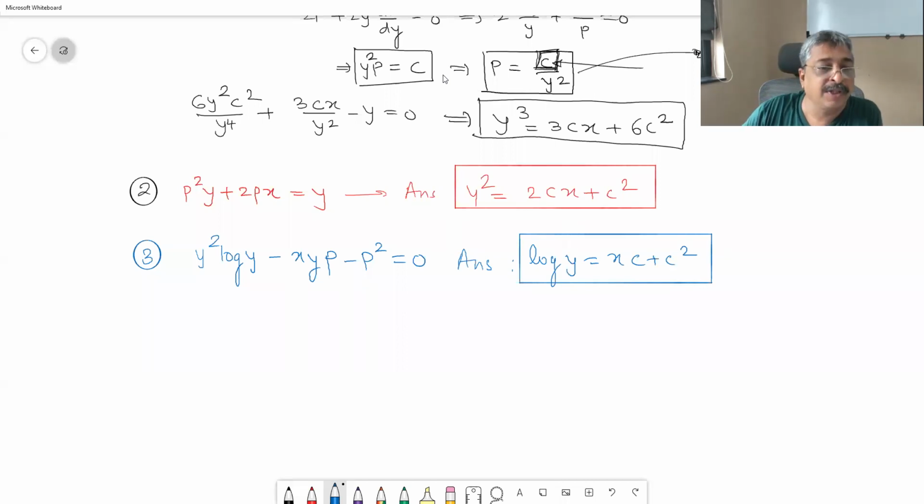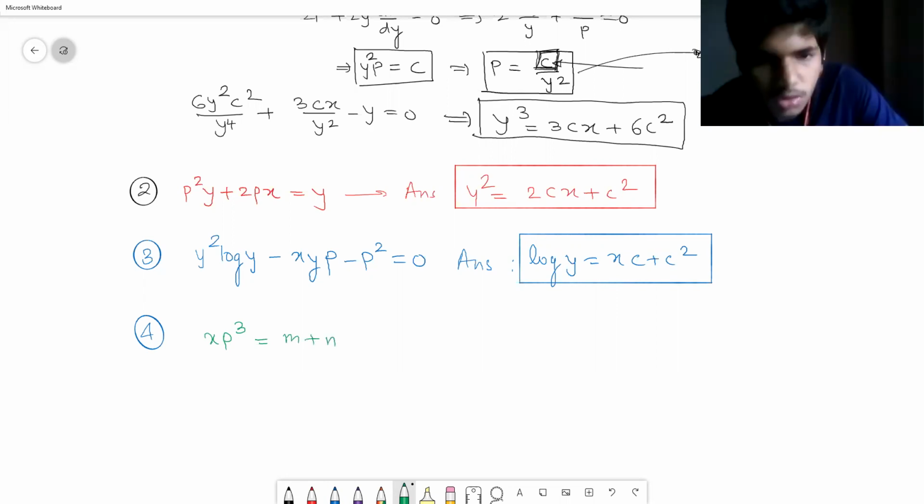Now the last in this form, fourth: x p cube is equal to m and p.